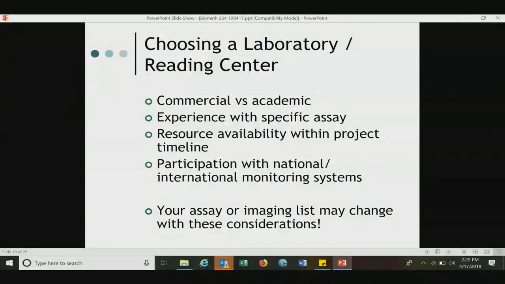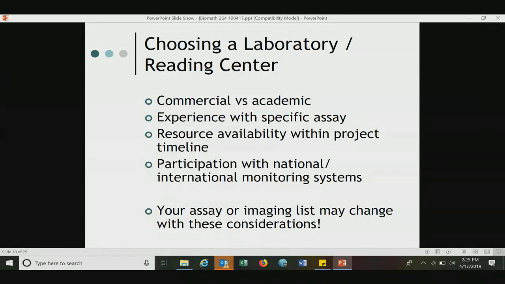And then you want to find out, are they participating in any national or international monitoring systems? And so I think that, it doesn't necessarily mean high quality, but it means they at least acknowledge that there's a monitoring system out there.